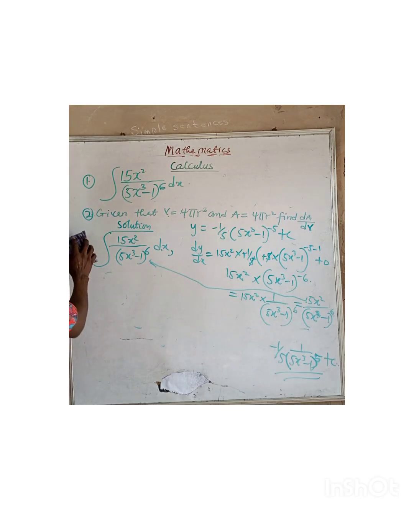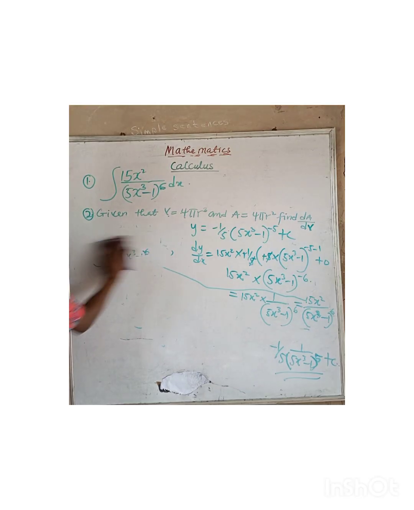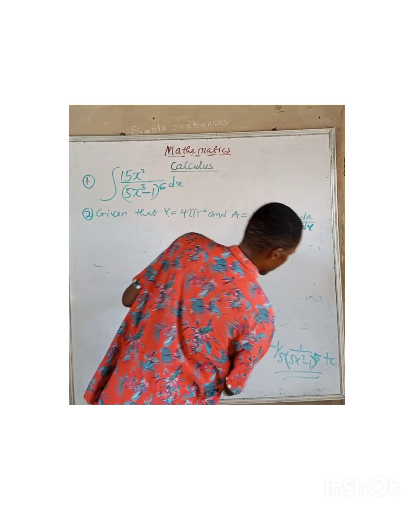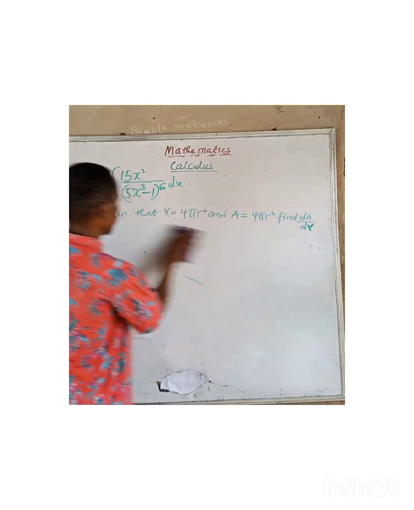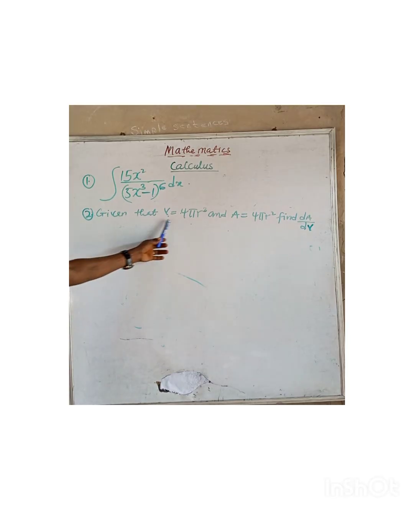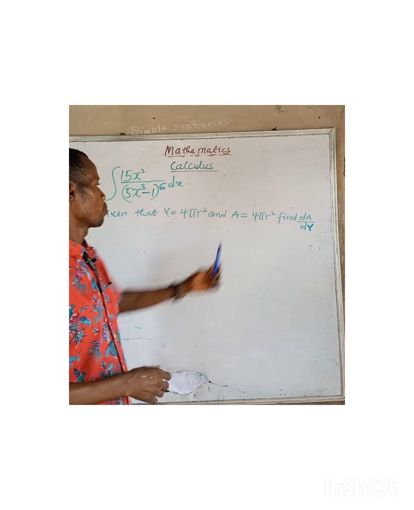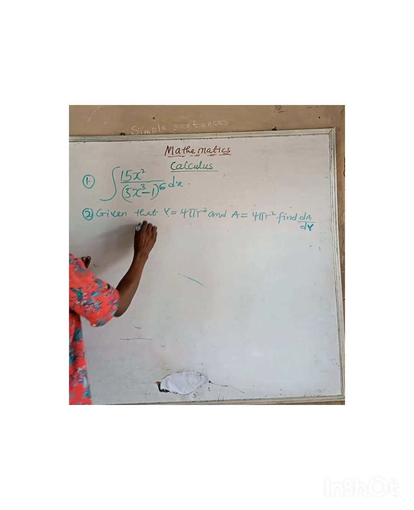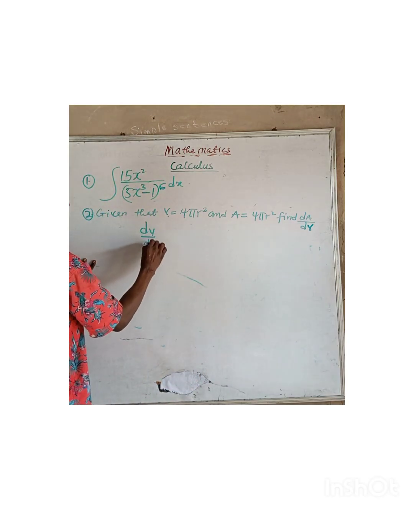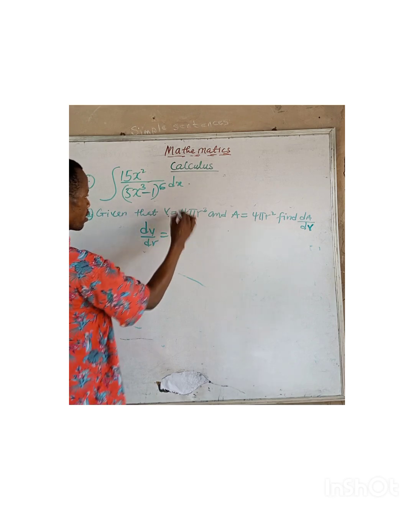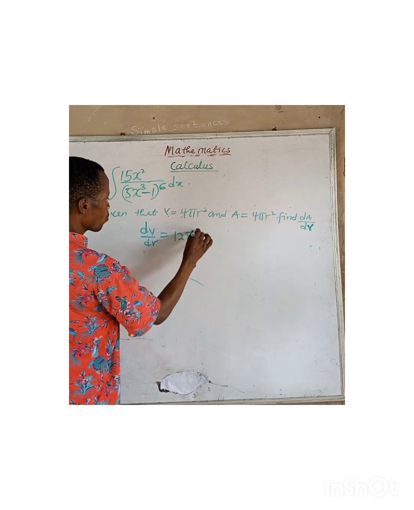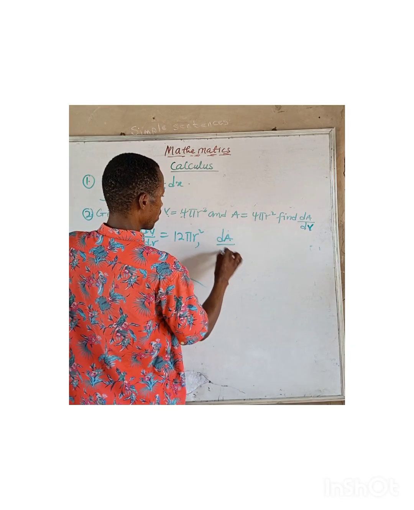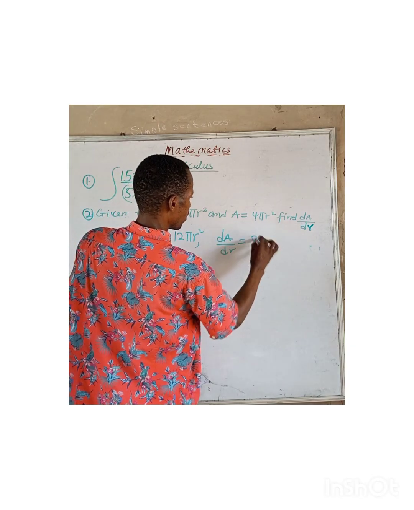Now, let's look at the second question. Given that V equals 4 over 3 pi r cubed and A equals 4 pi r squared, find dA/dV. You just think. Now, our dV/dr from here is going to give us 3 times, so that's 4 pi r squared. Also, from here, dA/dr is going to give us 8 pi r.